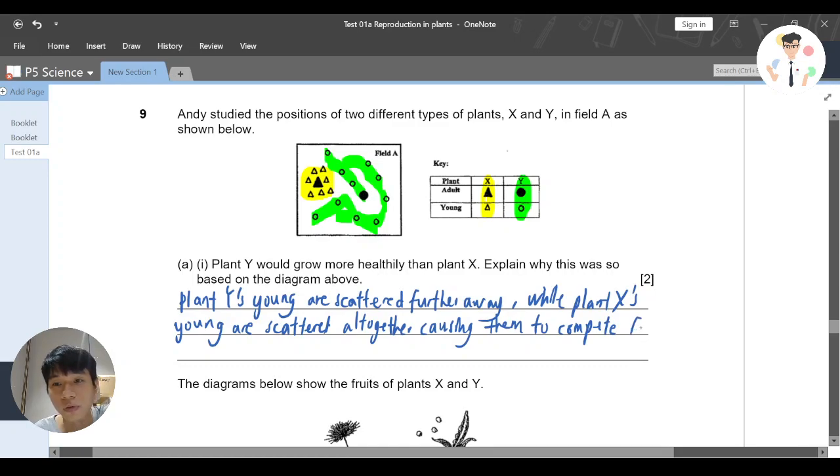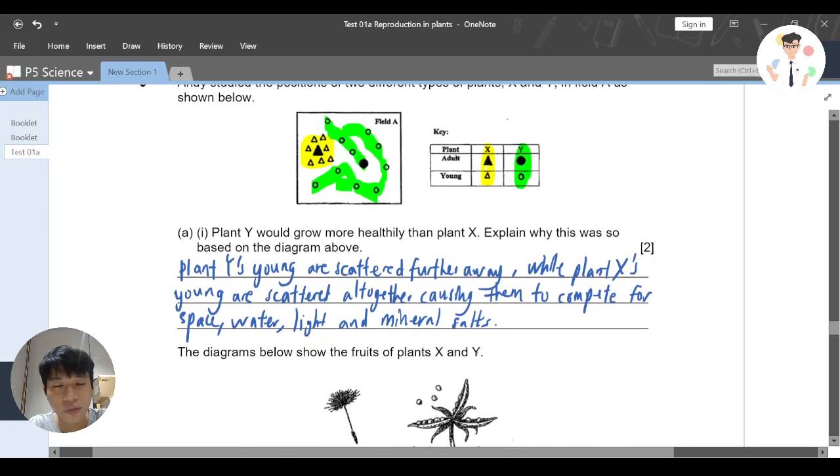Compete for what? For space, water, light, and mineral salts. Okay, something again that we have learned a lot. Okay, let's move on and here say that the diagram shows the fruit of plant X and Y.